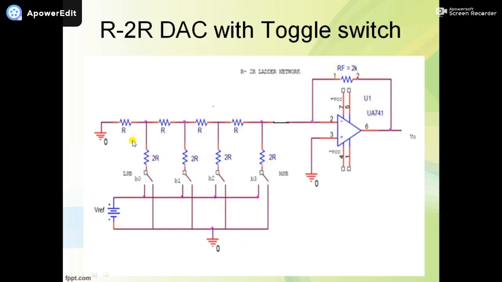This is the second part of the circuit, and this part of the circuit is called the toggle switch circuit. Now our aim is to convert digital input signal to analog output signal at the output of the 741 op-amp by toggling these switches with the help of reference voltage.